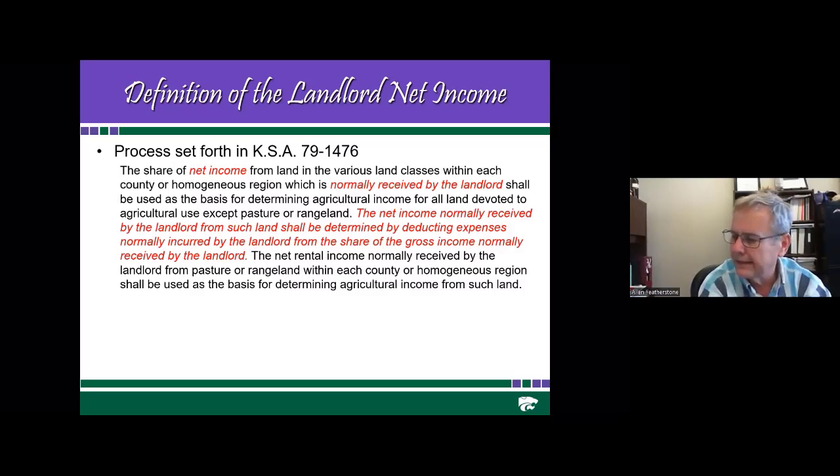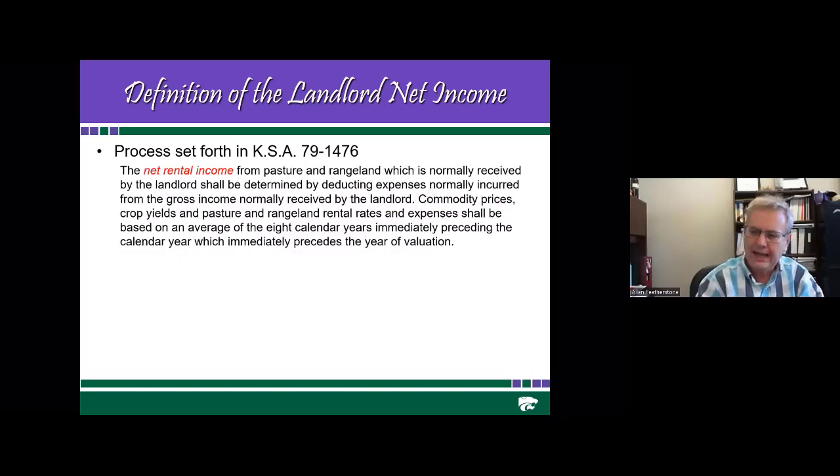And then the net rental income normally received by landlord from pasture or rangeland within each county or homogeneous region shall be used as a basis for determining agricultural income from such land. And so the key thing to realize is there is a difference between how these are calculated for irrigated and non-irrigated land. And then there's a difference with regards to how it's calculated for pasture and rangeland.